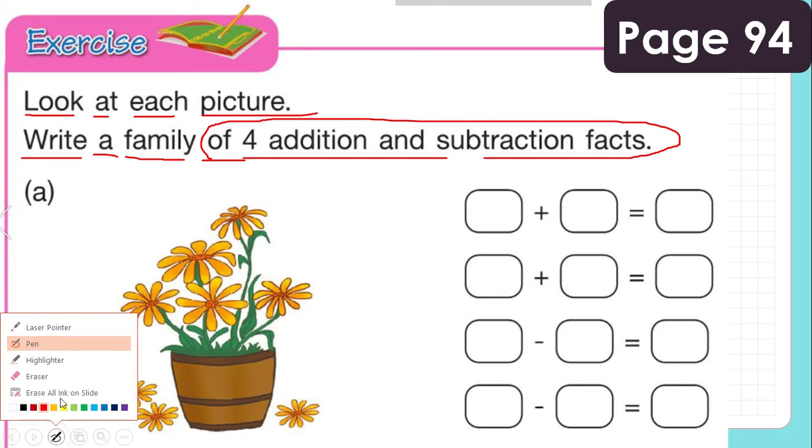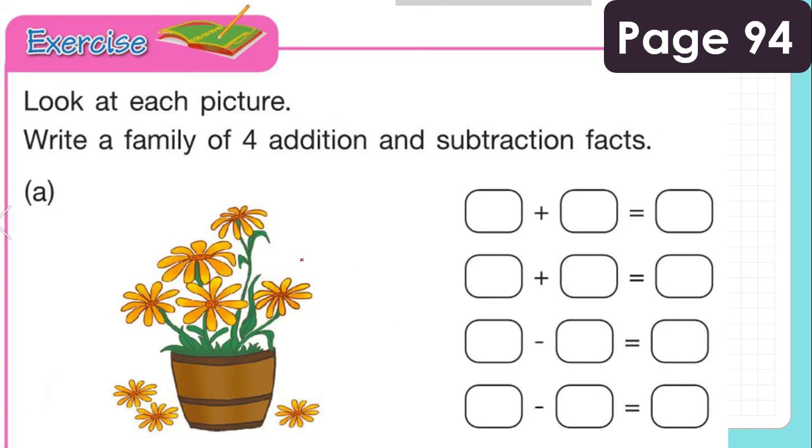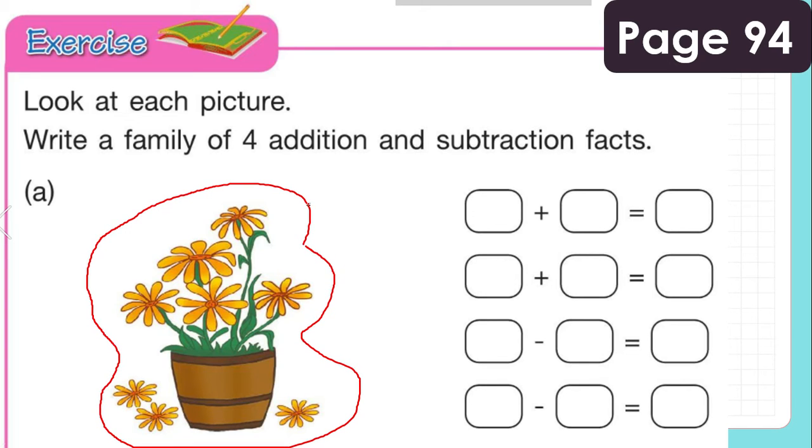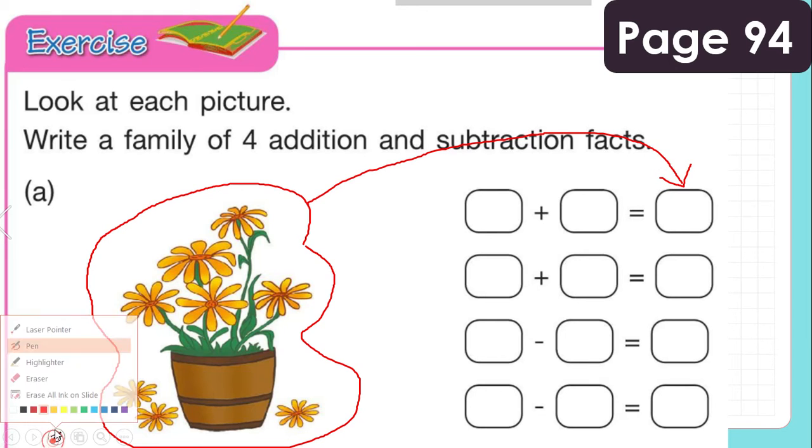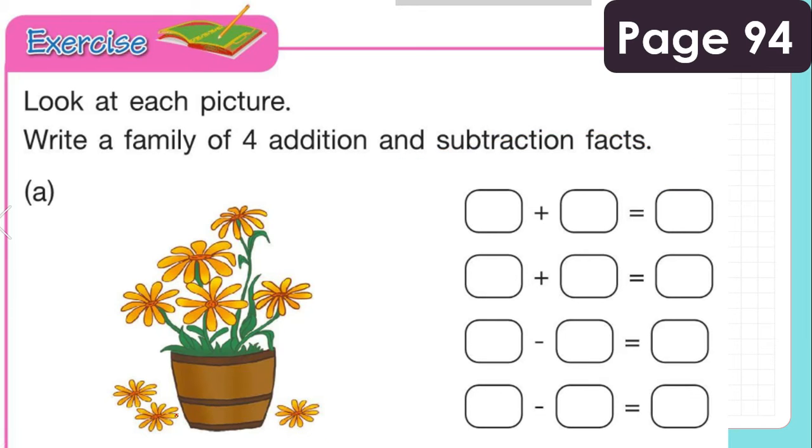Okay, so the given picture here is a flower. So what are we going to do? We're going to count all the flowers first and write it on the last box. So how do we do that one? We're going to count them all together. 1, 2, 3, 4, 5, 6, 7, 8. Let's write the big number at the end there. And then we're going to look for a number that if we add them together, we'll get 8.